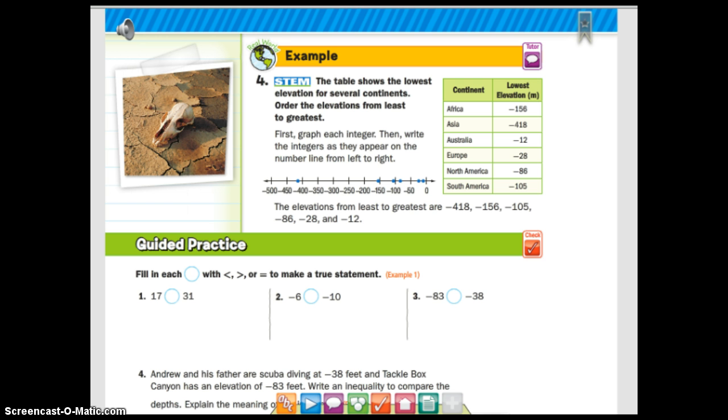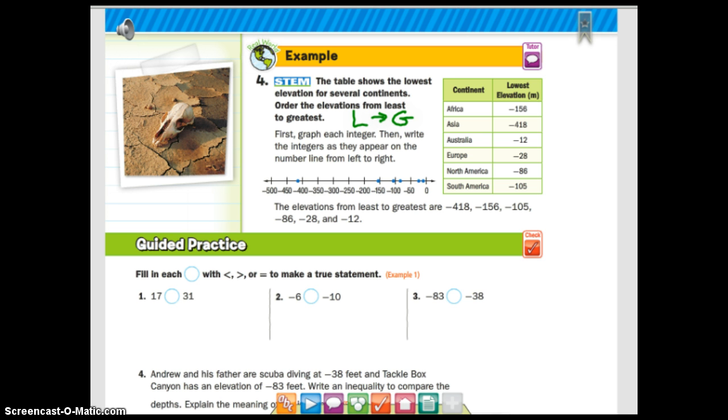Math does not involve straightforward problems. Math is always about word problems or real-life problems. In this case, we have elevations for several continents, and we need to order them from least to greatest. So again, I'm going to write L to G to ensure that I'm going in the correct direction. The greater the negative value, the smaller the number.